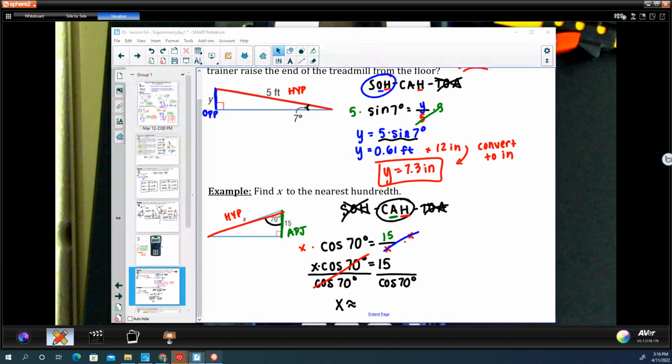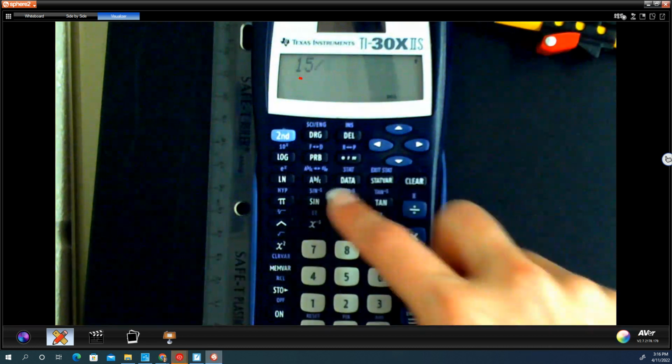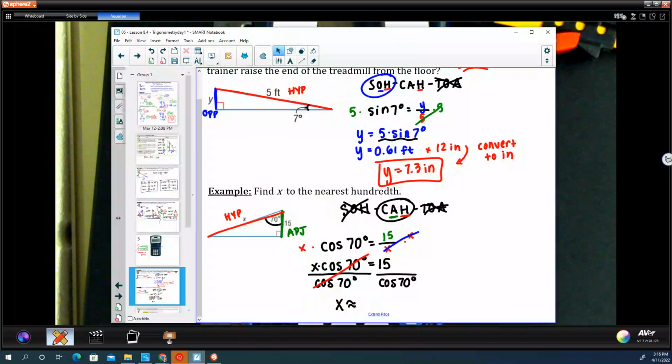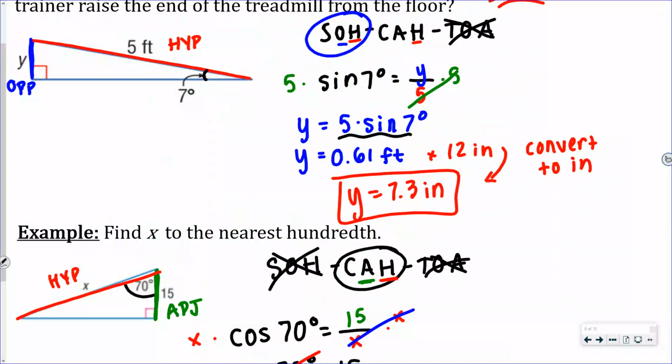All right, in my calculator, I would take 15 divided by the cosine of 70 degrees. Remember, the angle is what goes in parentheses, and close that parenthesis. Okay, you should get 43.86. We'll round that too. It should kind of make sense. Obviously, the hypotenuse should be your longest side, so that's definitely larger than 15.